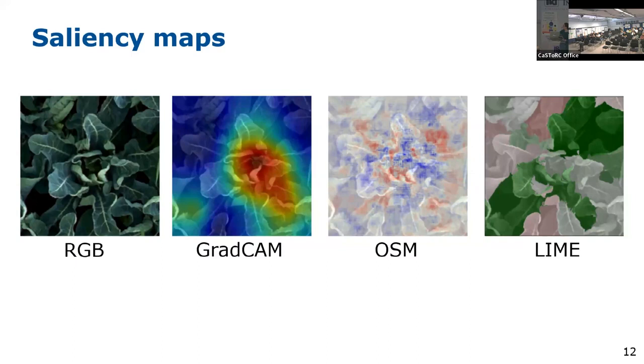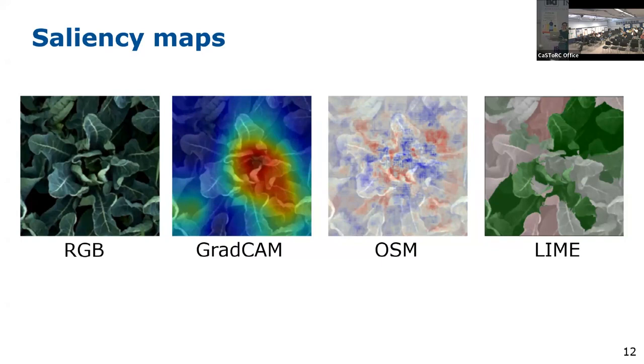And also we have another method called LIME. This is also a different technique. What you do here is you first segment your image, so you search for regions which are homogeneous. And then you do some replacement and see how much it changes the result. So also this is not so good.